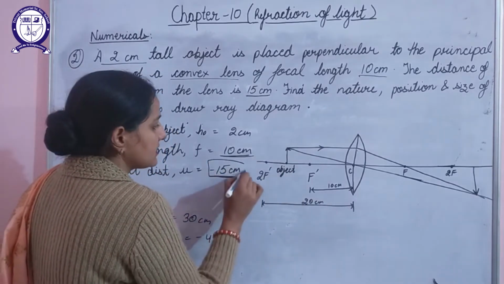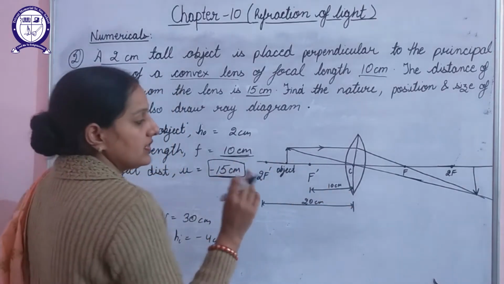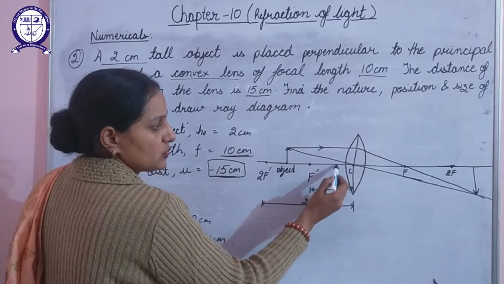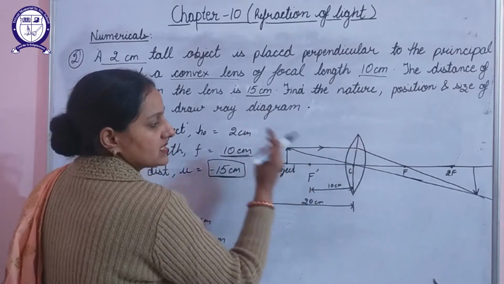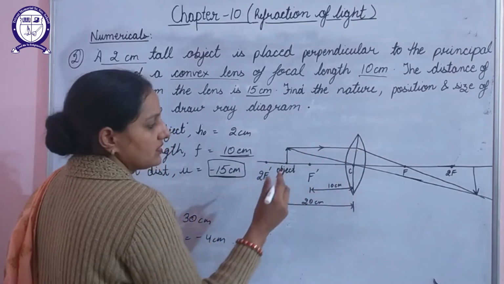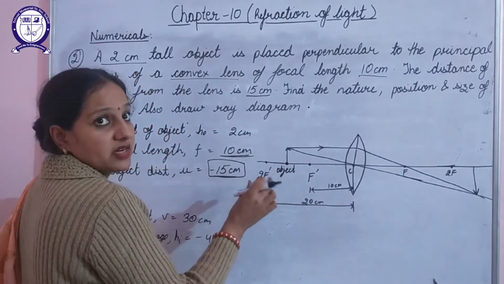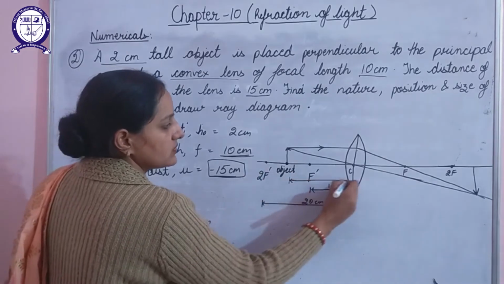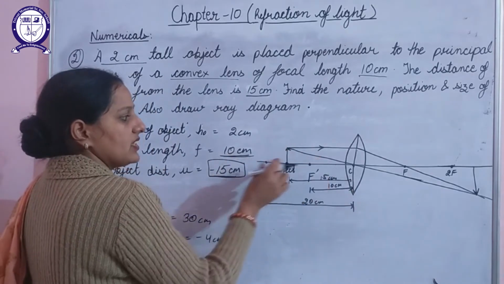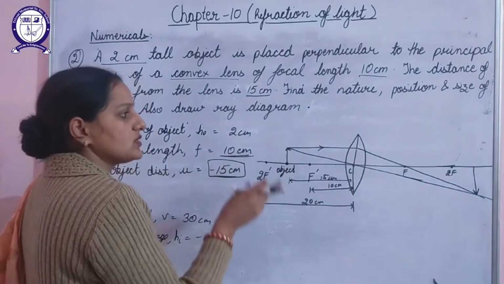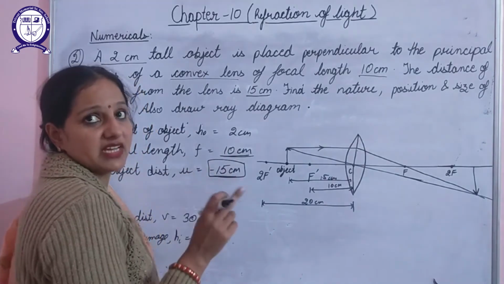Now the object distance is given as 15 centimeters. So depending on this information, we'll specify whether our object is placed at focus towards this side or towards this side. As the object distance is 15 centimeter from this lens, this is 10 centimeter, this is 20 centimeter. So obviously the object will lie somewhere between f dash and 2f dash. Then only its distance will come to be 15 centimeter. So we'll place our object between f dash and 2f dash.